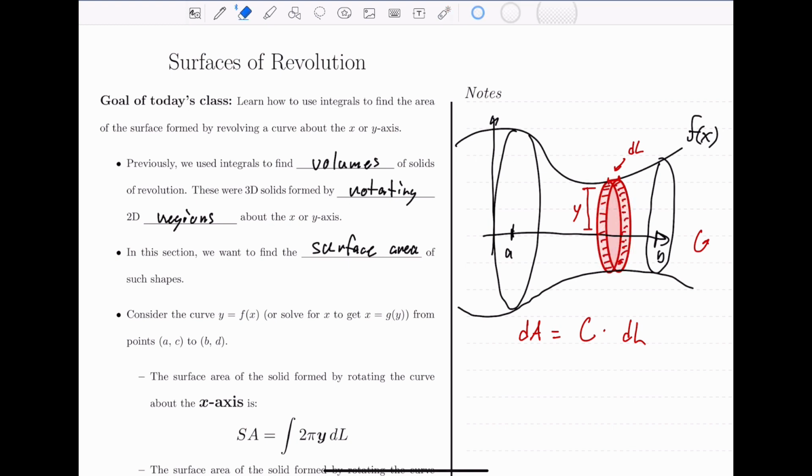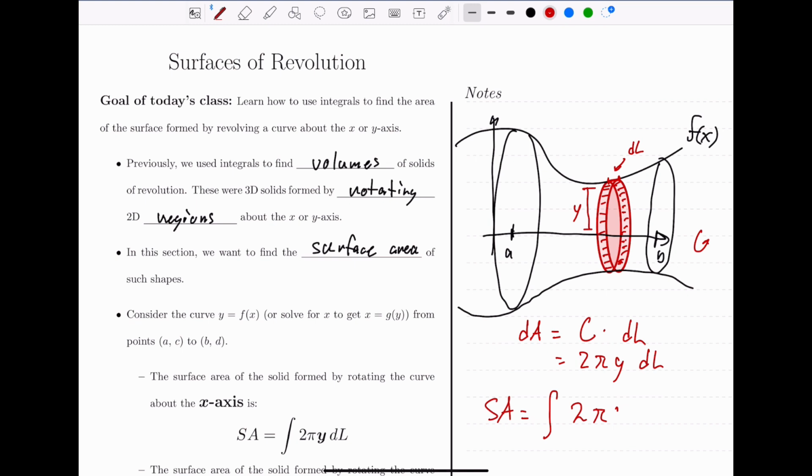So circumference is 2 times pi times the radius, 2 pi, and the radius here is this height, this y value. So we have 2 pi y times that length dl. That is an expression for the surface area of this representative band. Now, how do we find the total surface area? We find the total surface area by integrating, adding up all of these representative pieces.